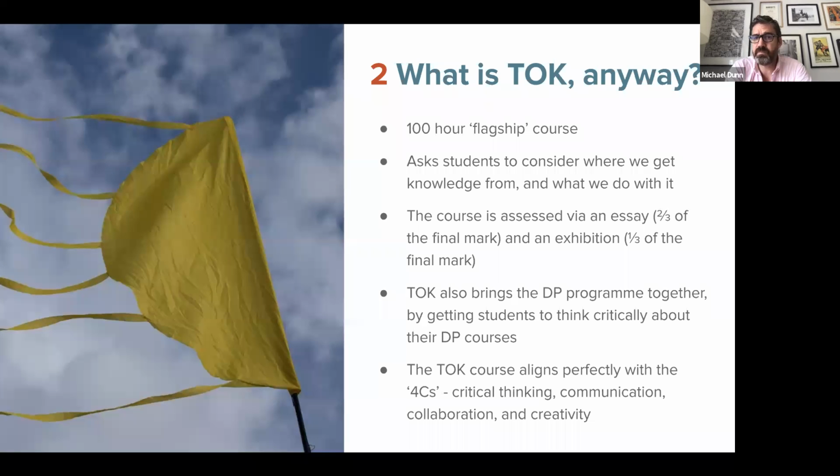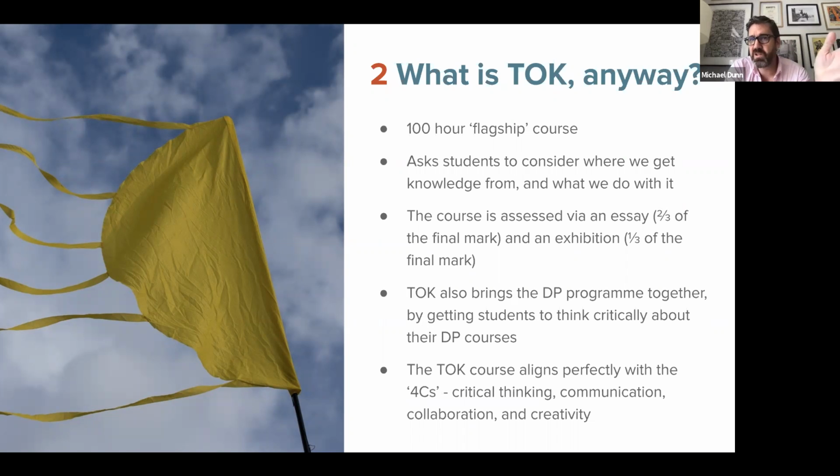In TOK, we ask students where we get knowledge from, how we use it, how it develops over time. This is what we call second order knowledge. So we are not looking directly at the world. We are looking at how we obtain knowledge about the world and how we use that knowledge. I'll come back to that when we look at how we frame our TOK discussions. But that's essentially what we are doing in TOK.